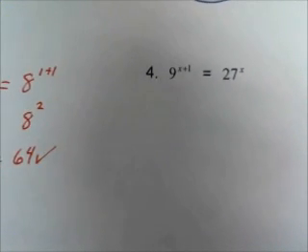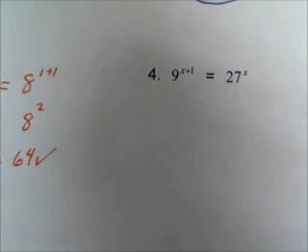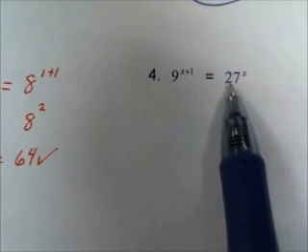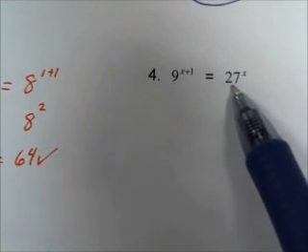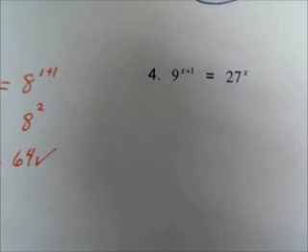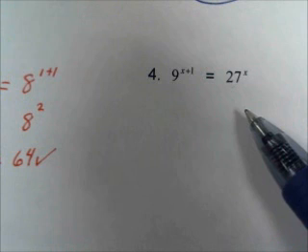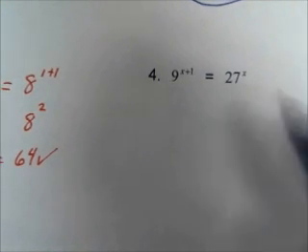Number 4. 9 to the x plus 1 equals 27 to the x. We need to express these with the same base. Always go down to a smaller base. Take the larger, 27. Can we express 27 as 9 to a power? No. What can we express it as? We can express it as 3 to the 3rd.